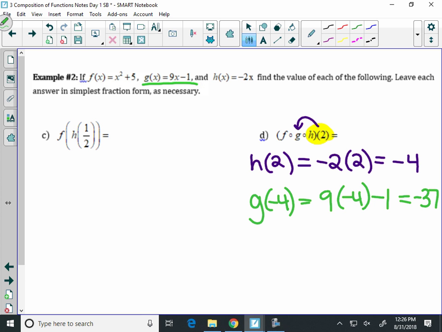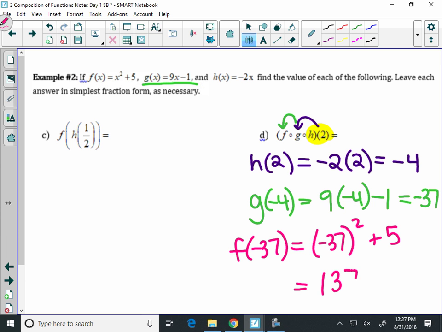Okay, now you have one more step. You have one more letter in this composition. Where do I put that negative 37? What function? F. Into F. There you go. That's some enthusiasm for me. F of negative 37. Be careful again with your negative being squared here. We're going to have negative 37 squared plus 5. 1,374.